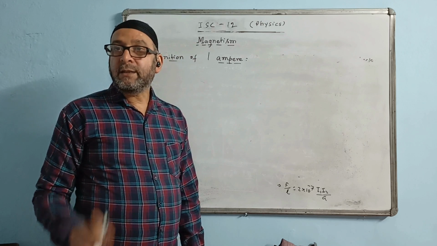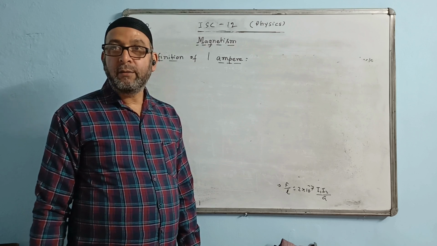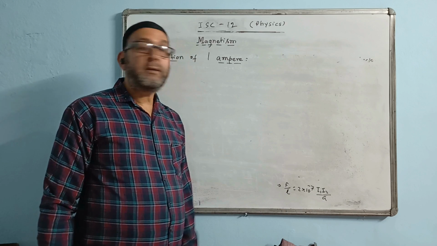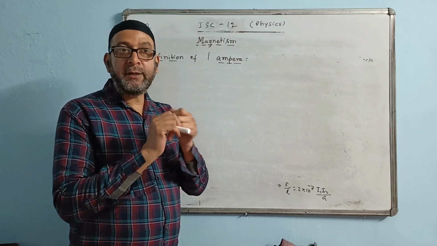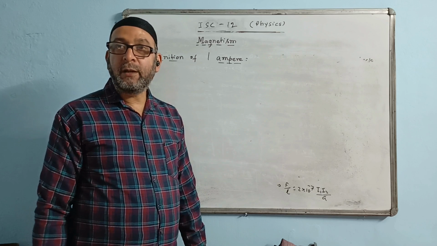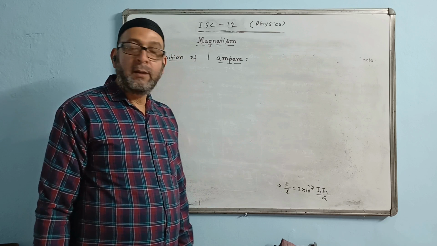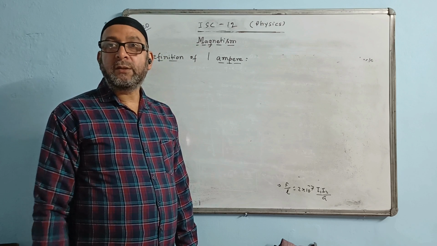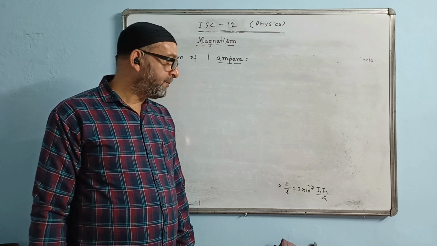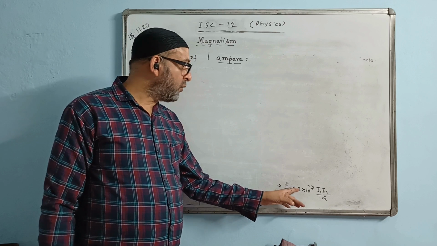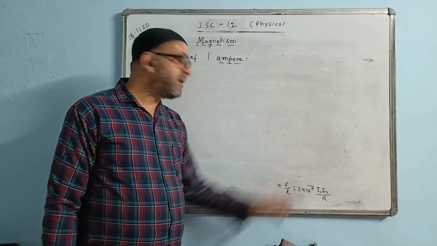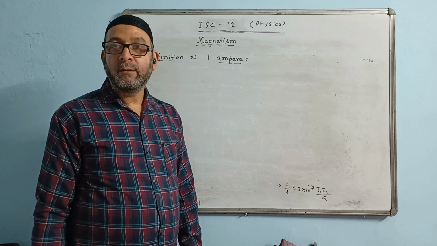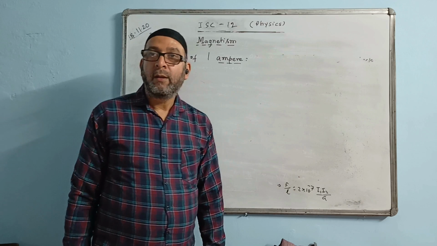We say it is the steady current flowing through two parallel wires 1 meter apart in air or in empty space, which causes each of the wires to experience a force of this value, 2 into 10 to the minus 7 Newton per meter length of the wire. So now you can write it down.